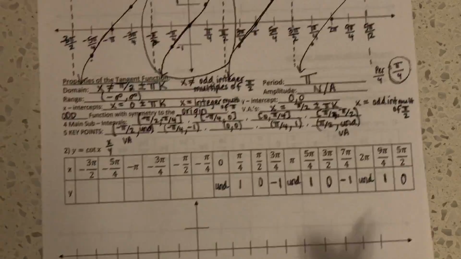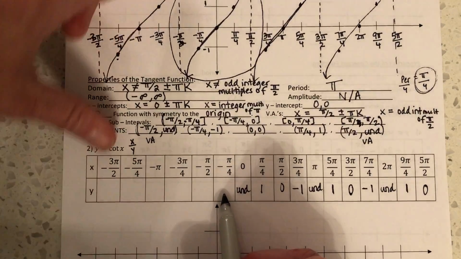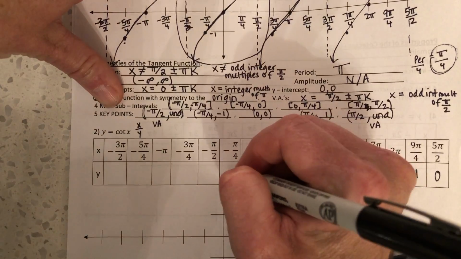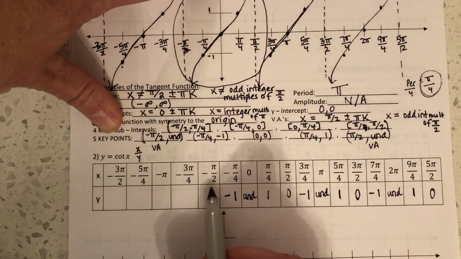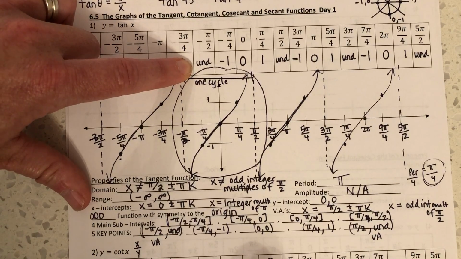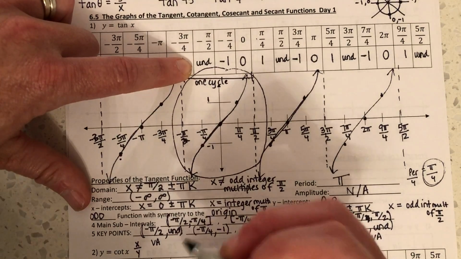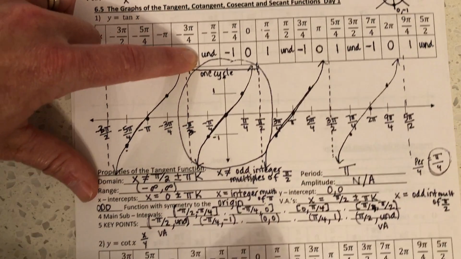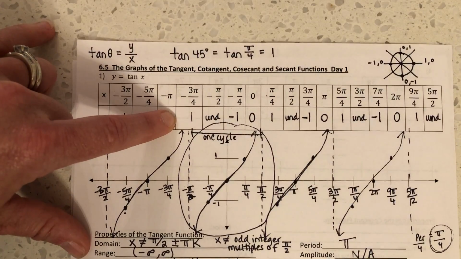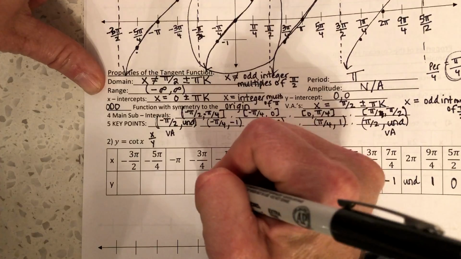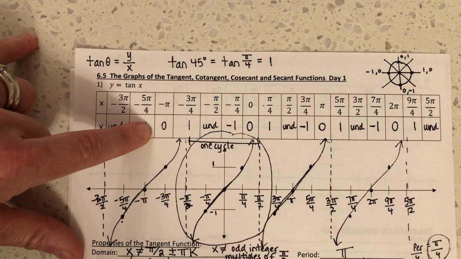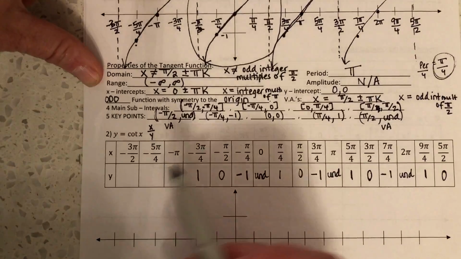Okay, let's go the other way. When negative pi over 4 goes in, the reciprocal of negative 1 will come out, which is still negative 1. When negative pi over 2 goes in, the reciprocal of undefined will come out. The reciprocal of undefined is 0. Okay, when negative 3 pi over 4 goes in, the reciprocal of 1 will come out, which is 1. When negative pi goes in, the reciprocal of 0 will come out, which will be undefined.